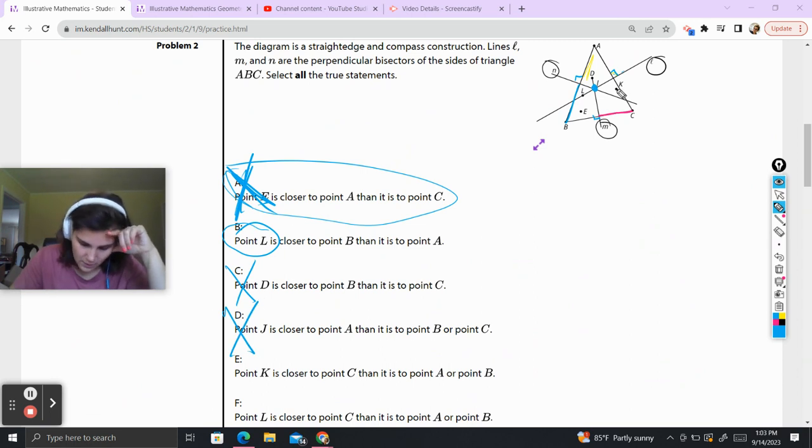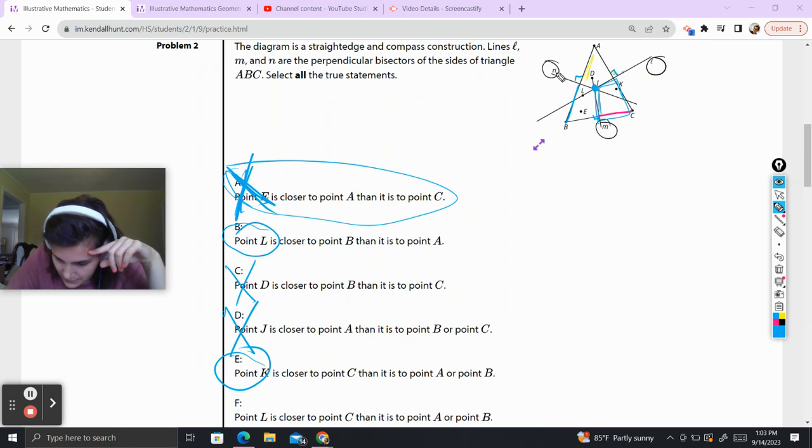E. Point K is closer to point C than it is to point A or B. It would be in this pink section. That's no longer pink. So yes, this is true. And F. Point L is closer to point C. Is L closer to C than it is to point A or B? Well, we know L is closest to B because it's in the B section. And so, no, we can't necessarily say that L is closer to point C.